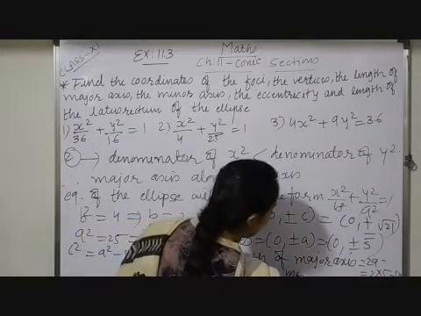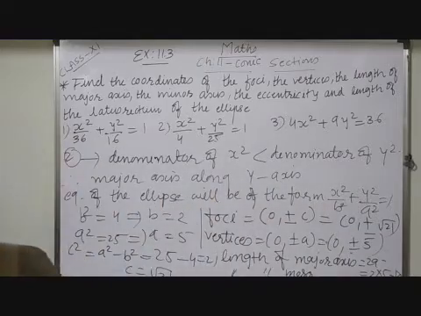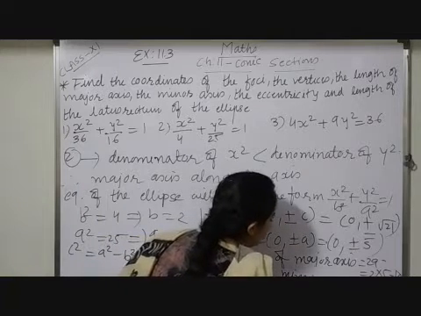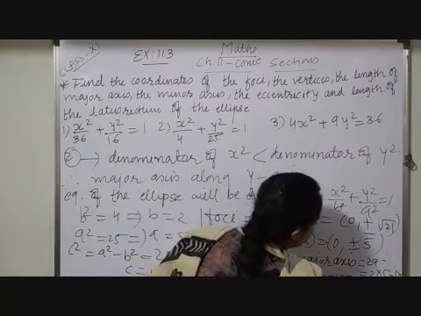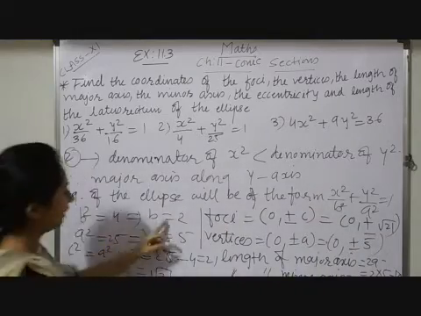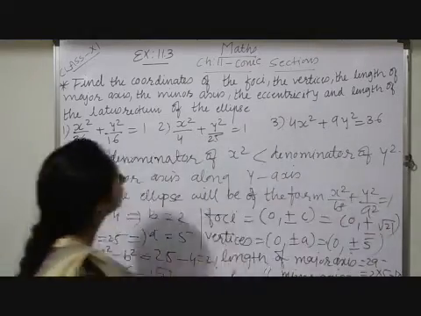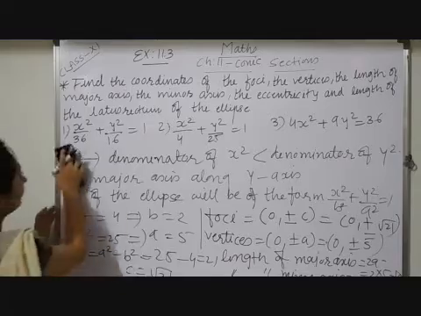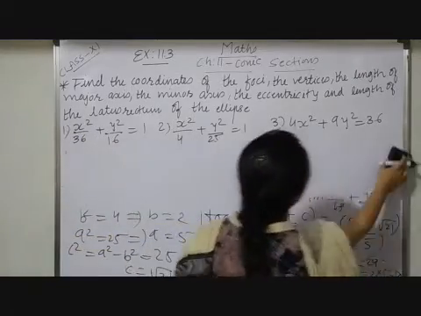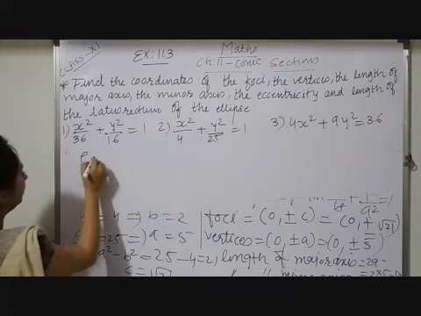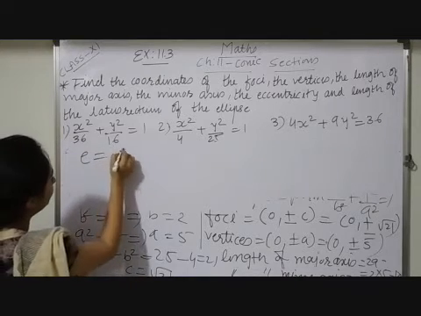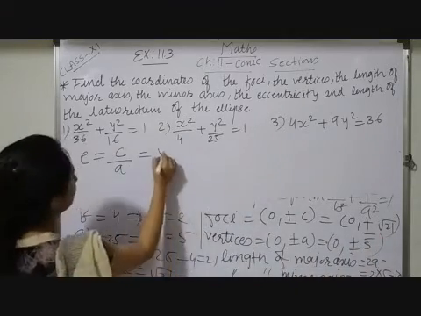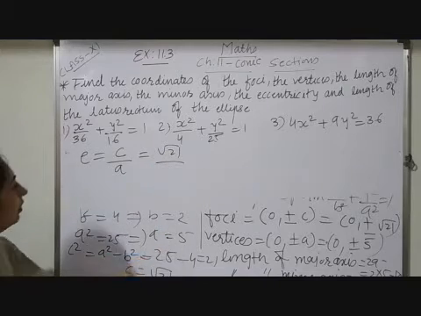And the length of the minor axis is 2b. So 2 into the b value, which here is 2. So that is 4. After that we have to find the eccentricity e. The eccentricity formula we know: e is equal to c upon a. The c value we got is root 21, so root 21 upon a, which here is 5.